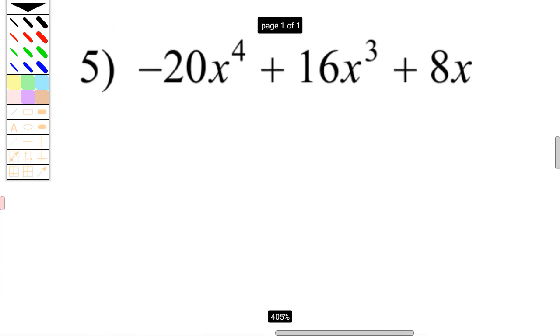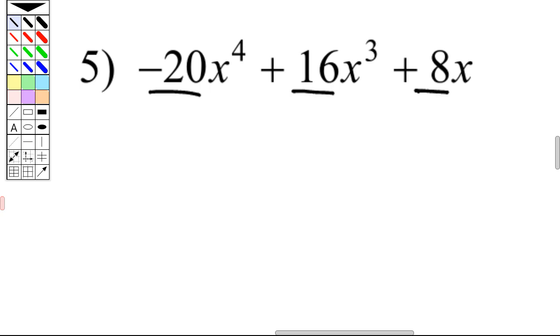Okay, number 4. Look at our coefficients. A negative 20, a 16, and an 8.